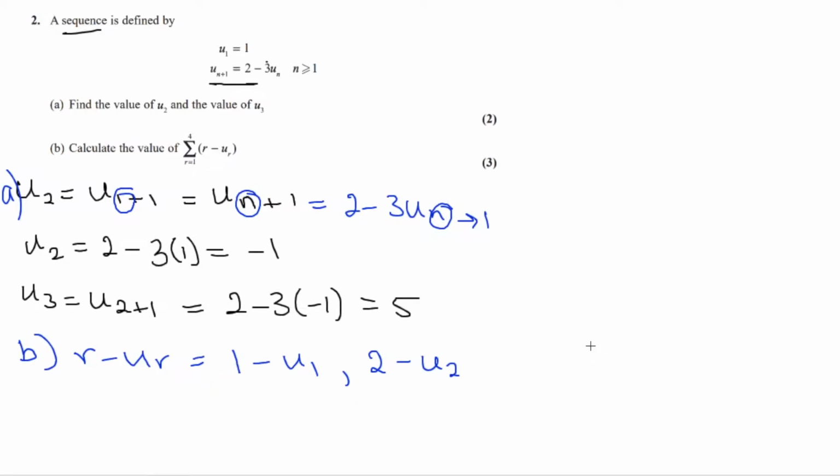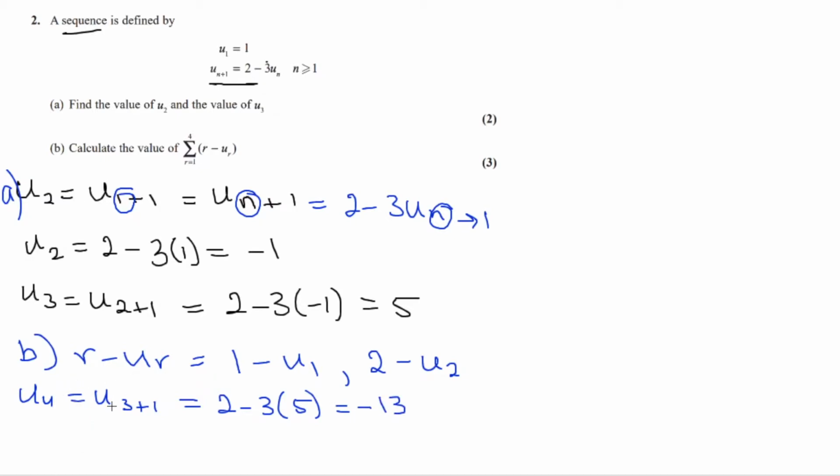We have the value of U1, we've also got the value of U2 and U3 in part A. All we have to find is the value of U4 using the same methods that we used in part A. This was just for explanation, you don't have to show this in your answer. U4 can be written as U3 plus 1. So we're going to say 2 minus 3 times U3, which is 5. And therefore the value of U4 is negative 13.